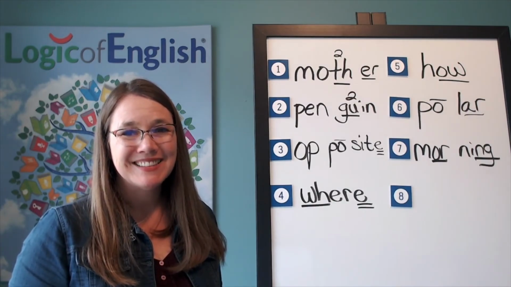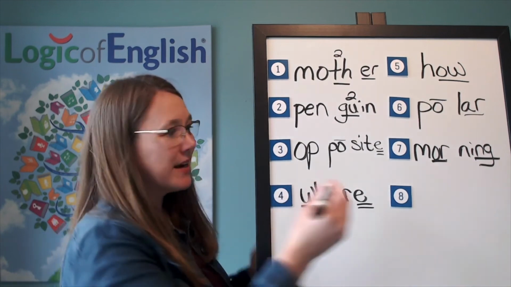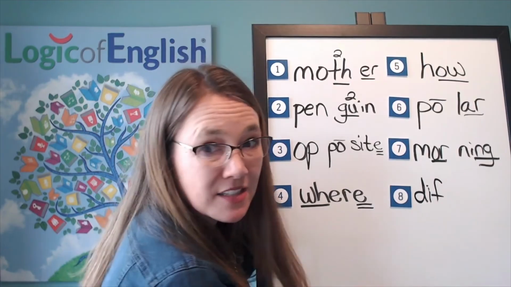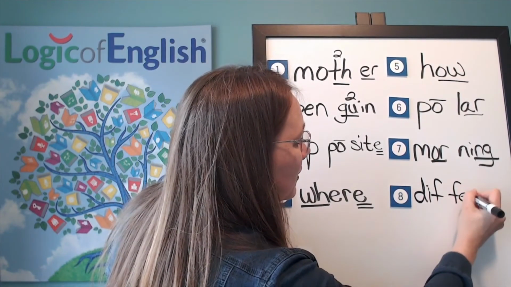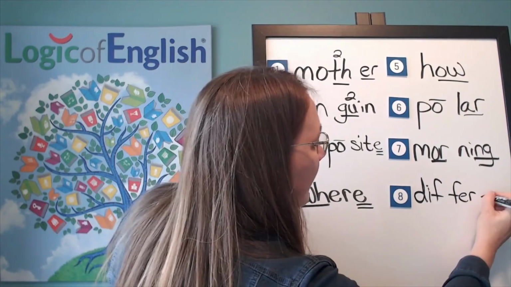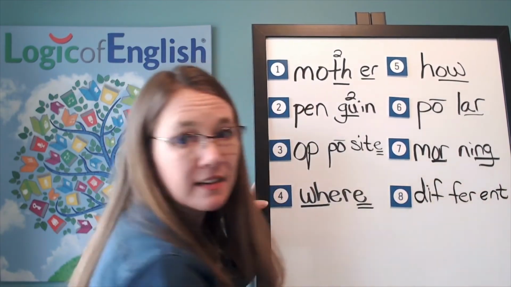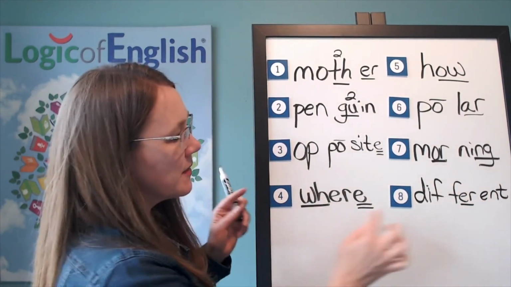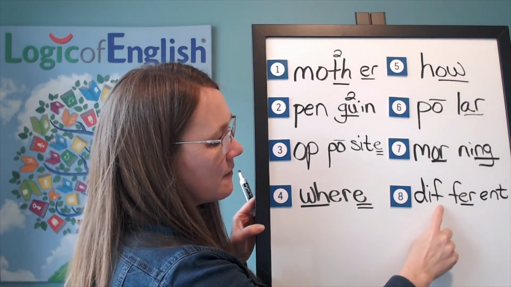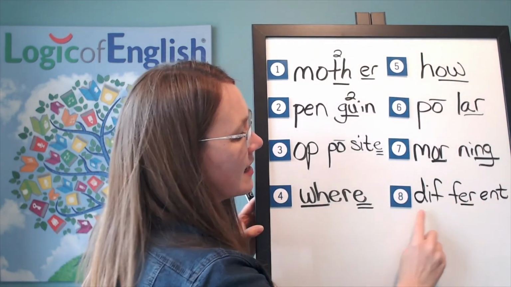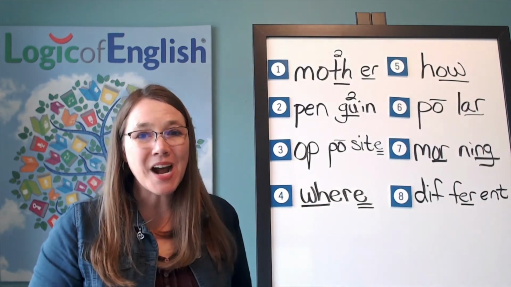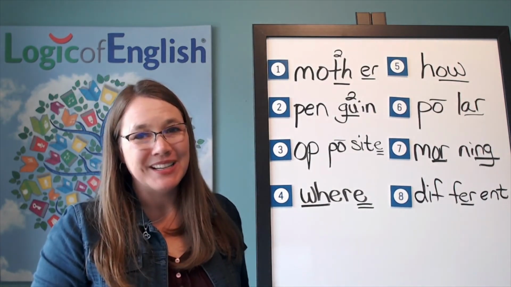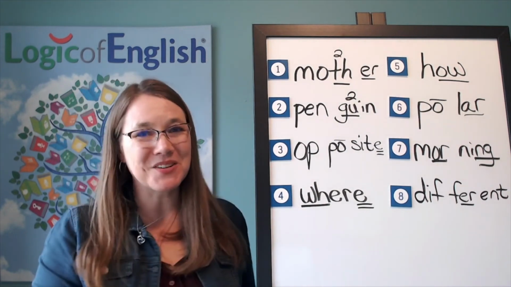Very good. Now help me to write it. The first syllable is diff. D-i-f. The second syllable is fur. The third syllable is ent. E-n-t. And how will we mark it? You're right, we'll underline the er. Let's read this together. D-i-f-er-ent. Different. Wow, look at these words that you can read and that you can spell now. Isn't it neat how all the phonograms and rules start to come together?